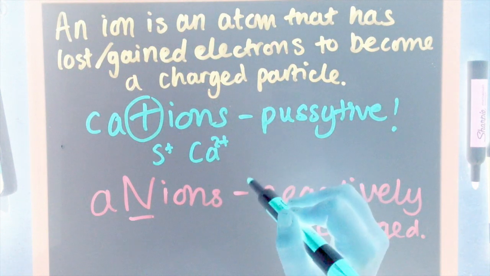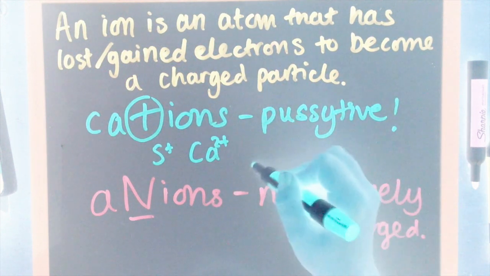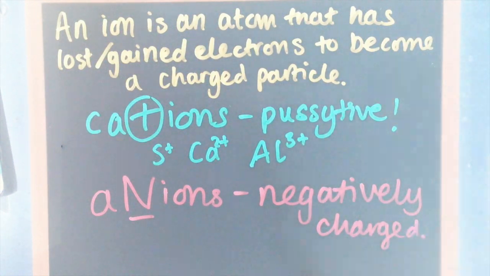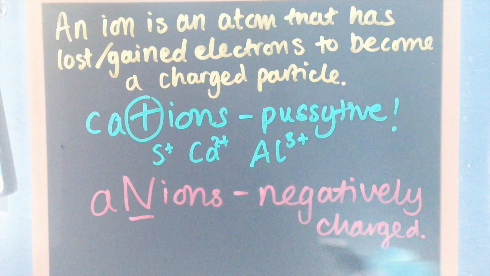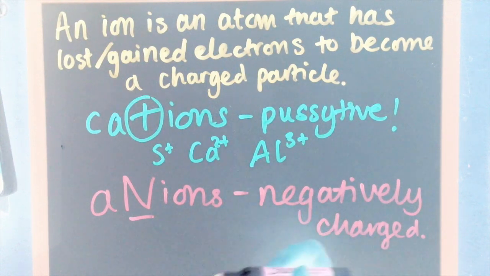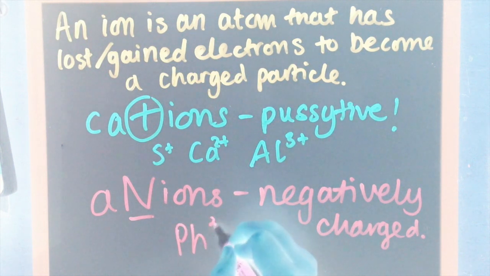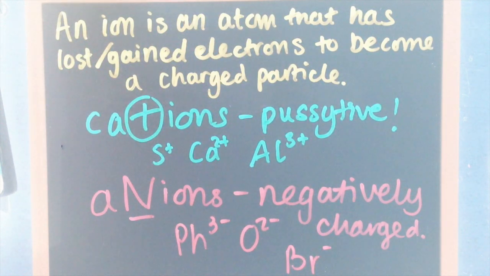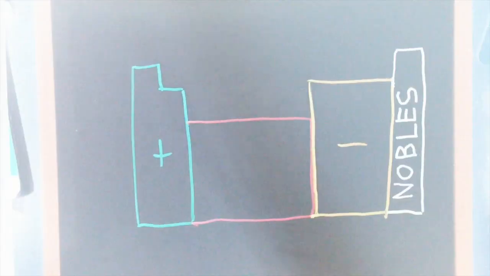So you see with the cations, you can have sodium ions, calcium ions, and aluminium ions. And with the anions, you can have, what do we have? Phosphorus, oxygen, and bromide. However, it has to be said that group 4 are not ionic, as they have no tendency to lose or gain electrons, as the energy transfer is too large to be favourable.